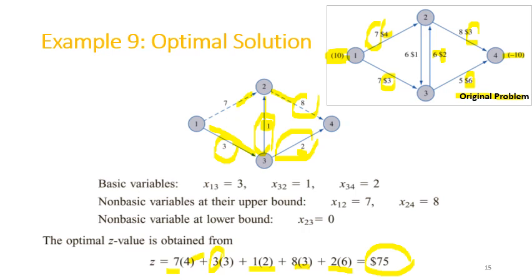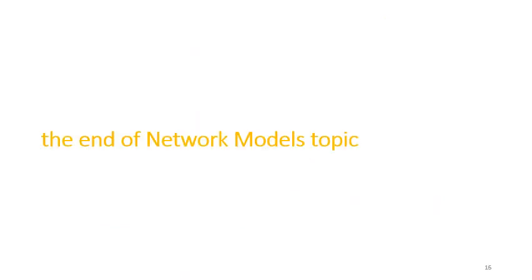So that's how we use the network simplex method to solve a minimum cost network flow problem. So this is the end of the presentation of the network models topic. We've seen some optimization problems that can be modeled as network models. We have also seen the methods and algorithms that can be used to solve those problems.